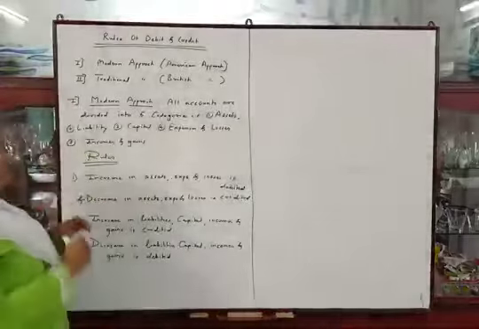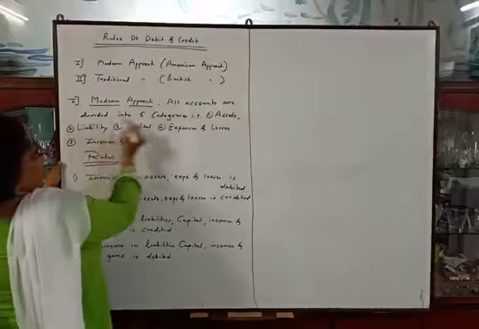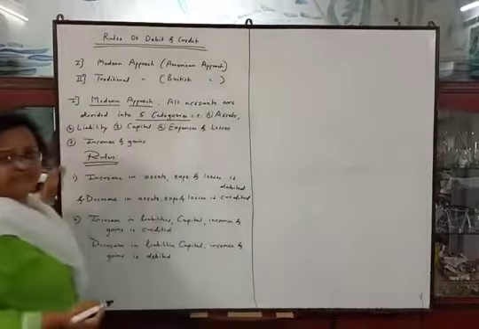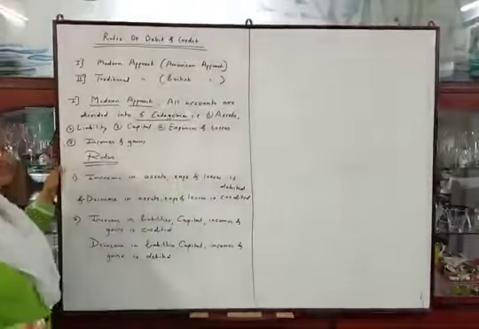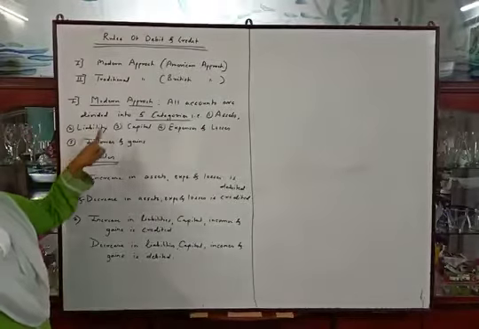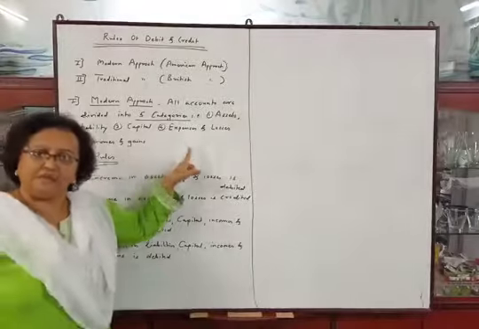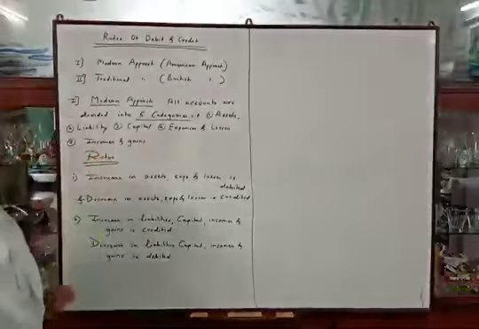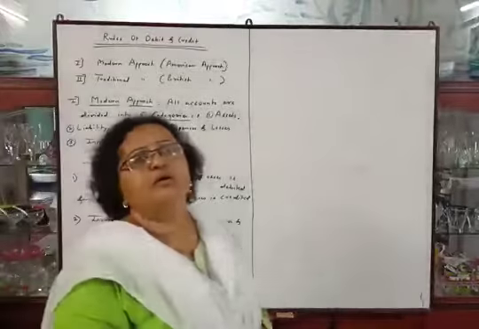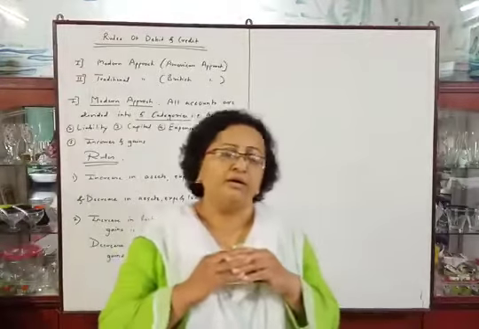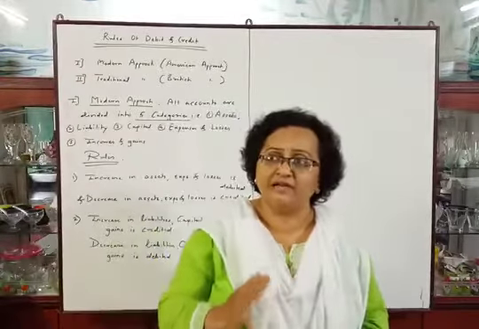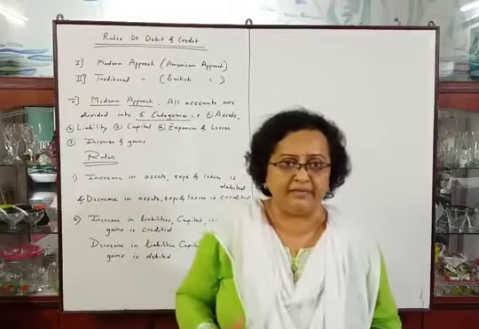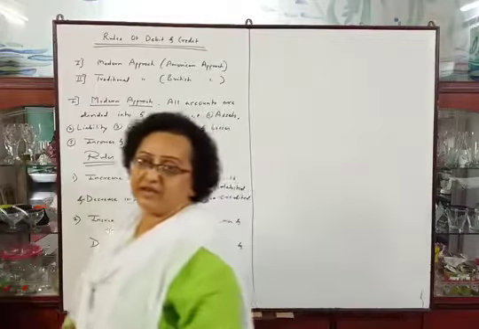In this approach all the accounts are classified into 5 different categories. The categories are given here. All accounts are divided into 5 categories, that is assets, liabilities, capital, expenses and losses, incomes and gains. Now here two rules of debit and credit are given. See the rules.